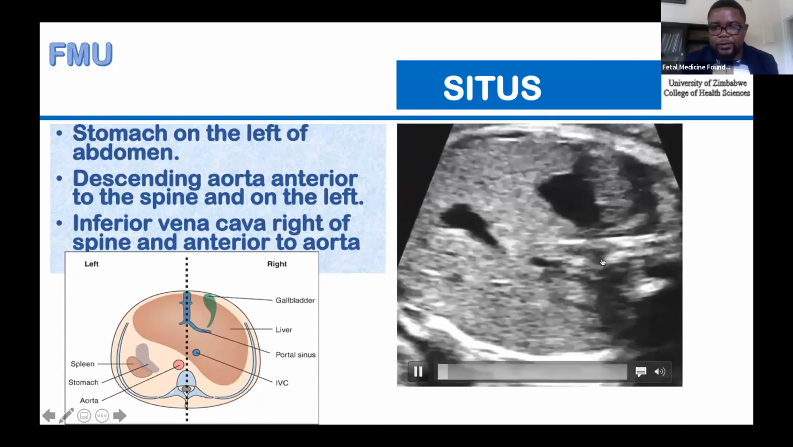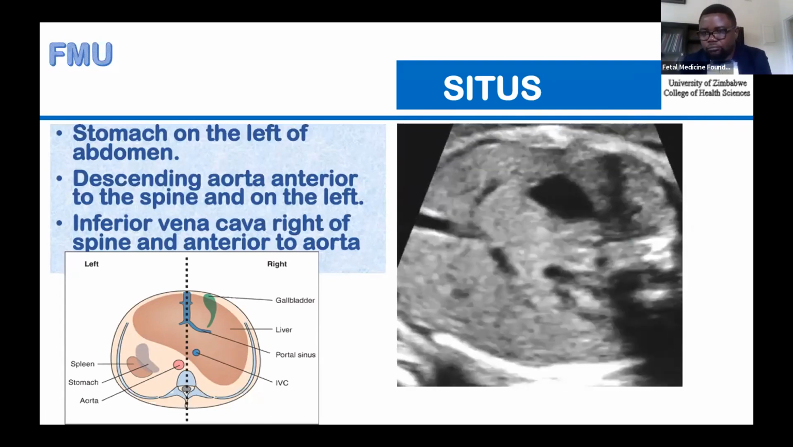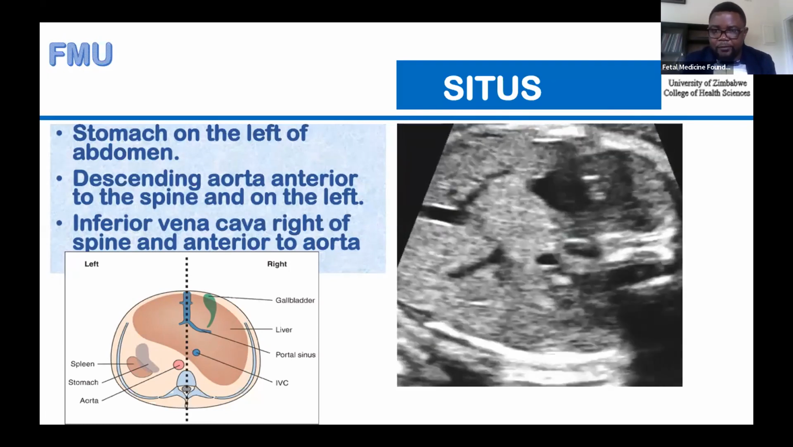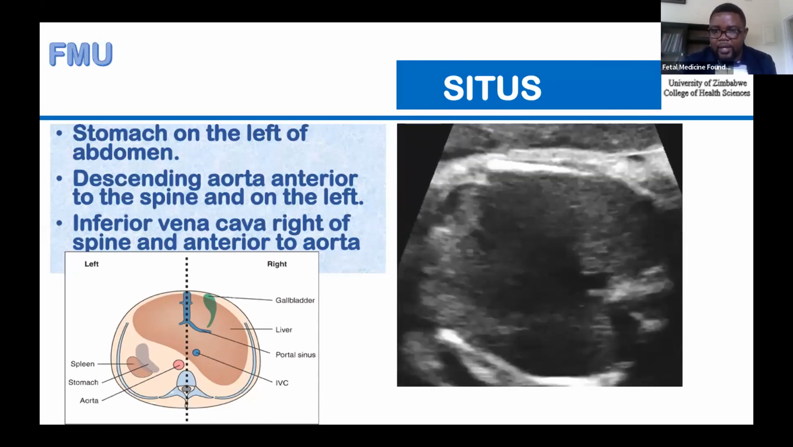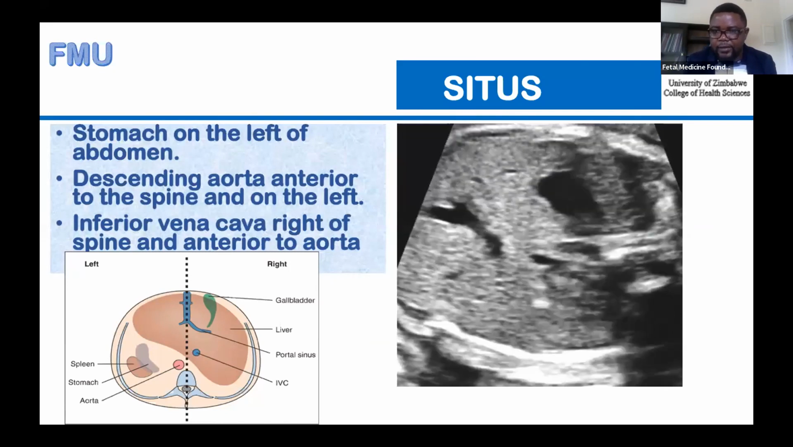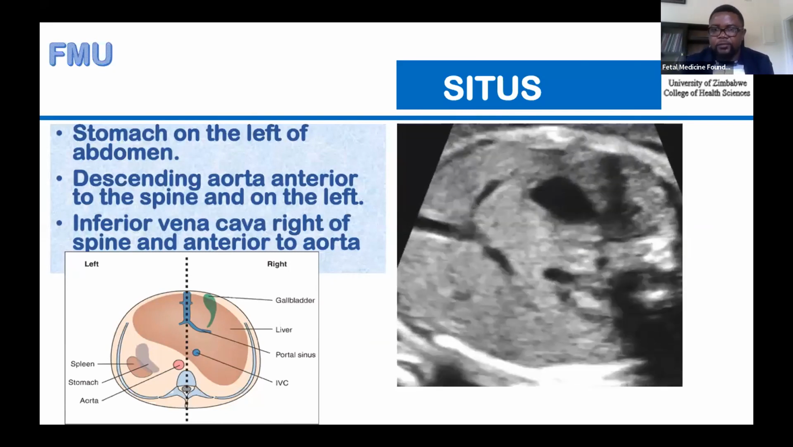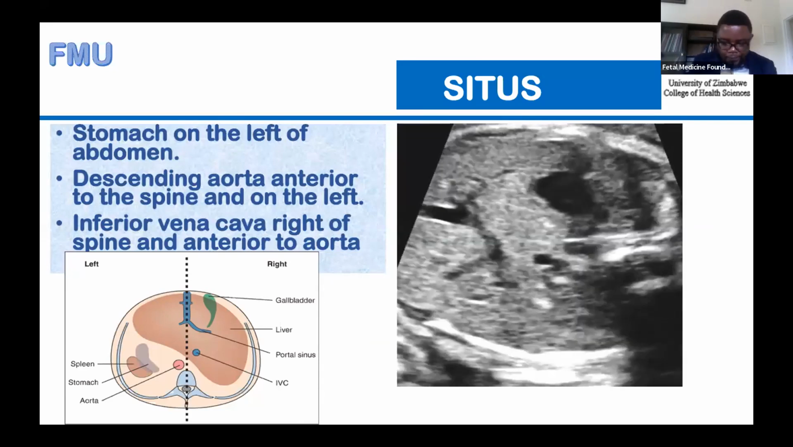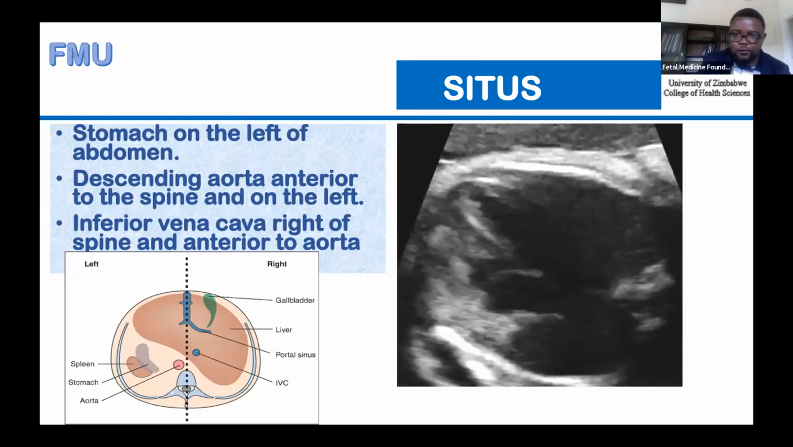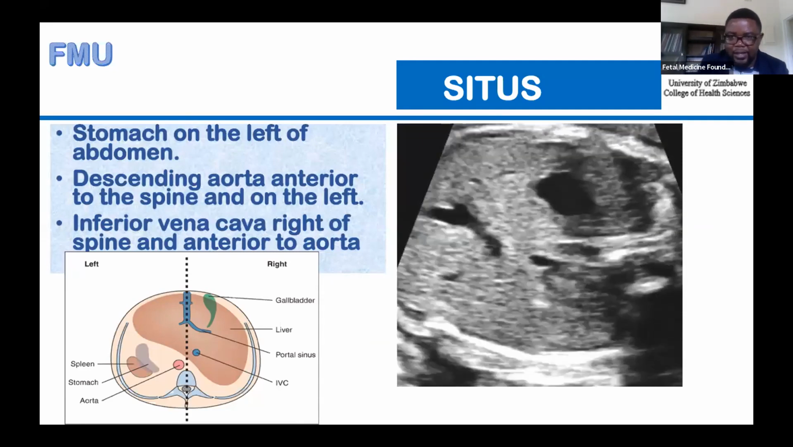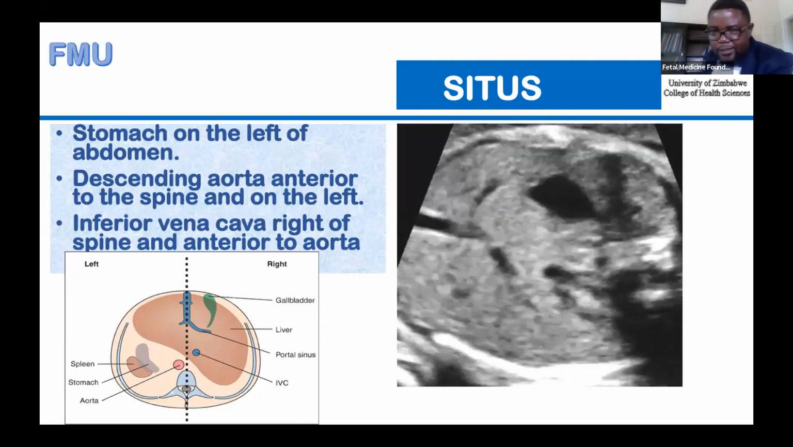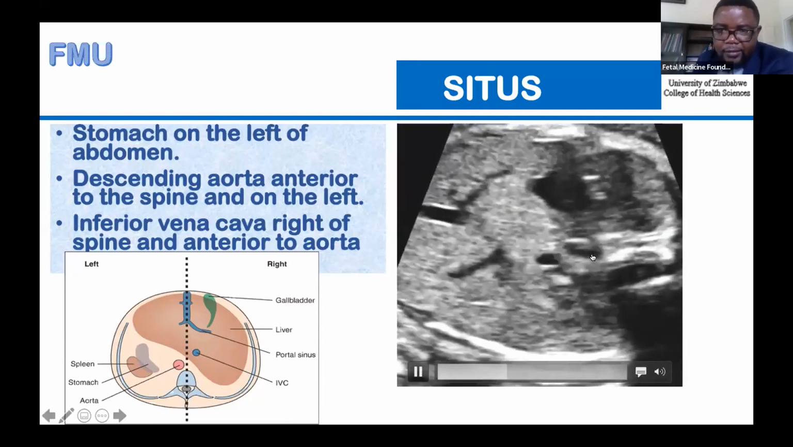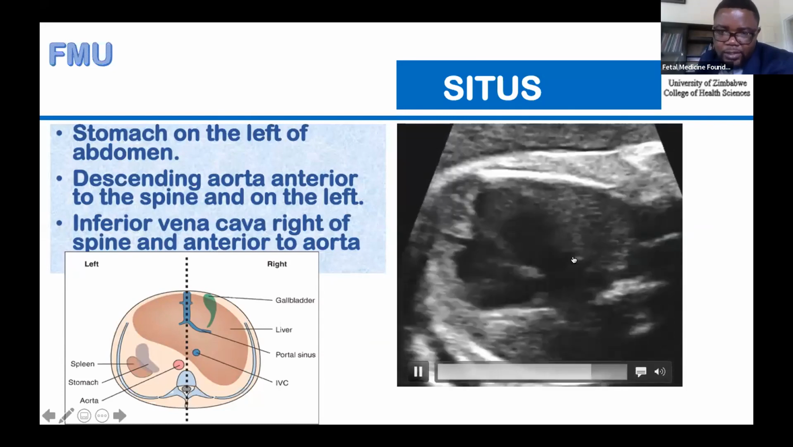The great vessels: the aorta is to the left of the spine, while the inferior vena cava is anterior and slightly to the right in their arrangement with each other. They should never travel along each other or close together, these two big vessels. If you see two big vessels close to each other, the other one won't be the IVC. In most cases, it will be an interruption of the inferior vena cava with azygous continuation.